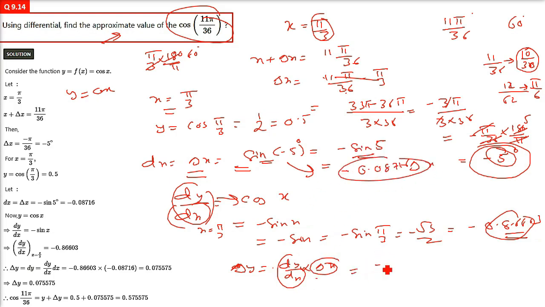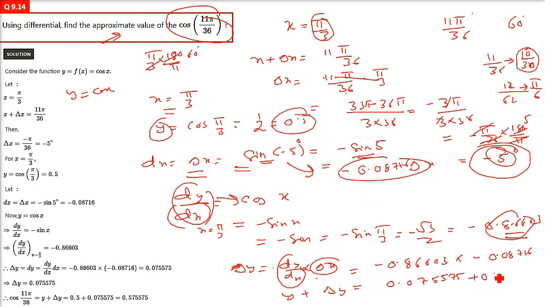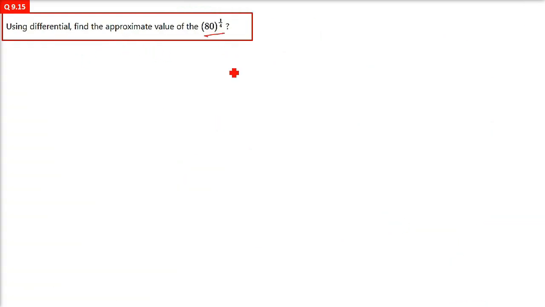So now let us put the value. We have minus 0.86603 multiplied by minus 0.08716, and that is going to be 0.075575. That is your delta y. But you have to add y with it. y was already there. It was 0.5. So 0.5 plus this value is the final value. Because cos 11 pi by 36 is, so let us add this, 0.575575.